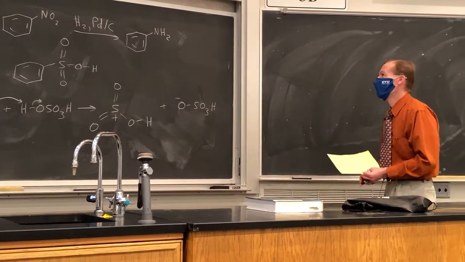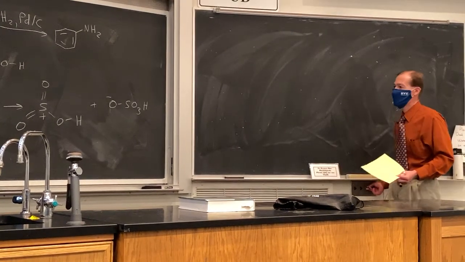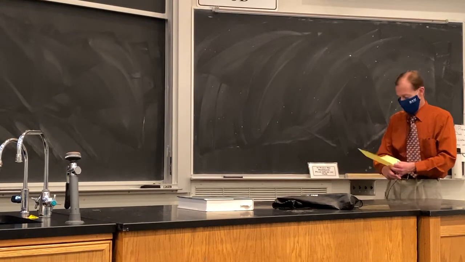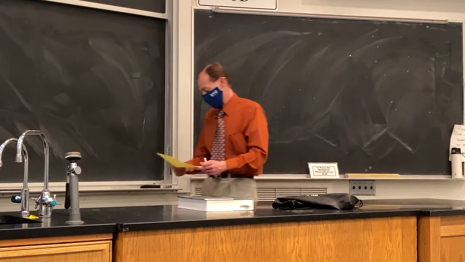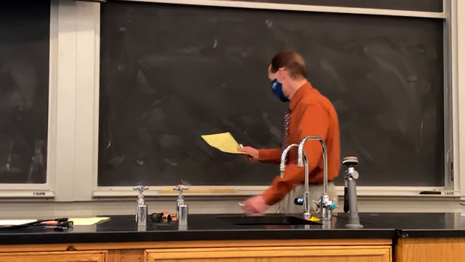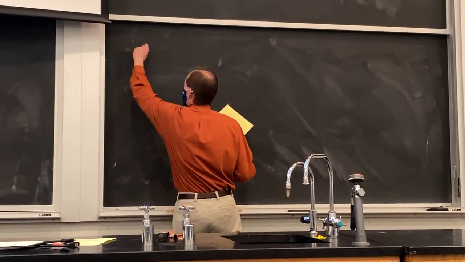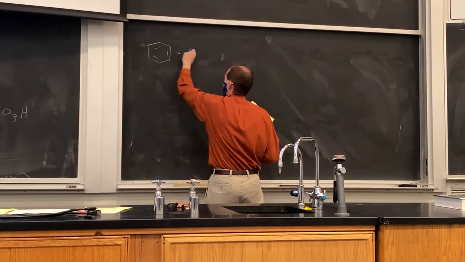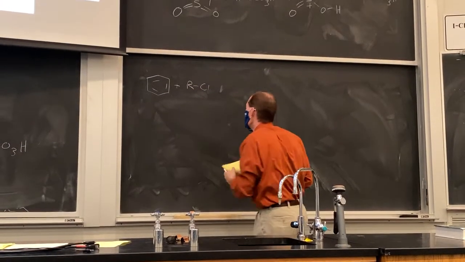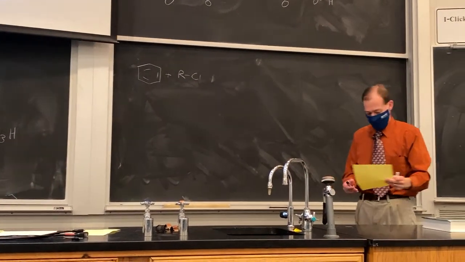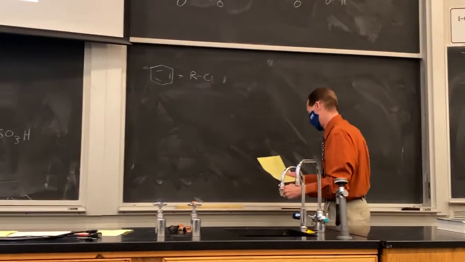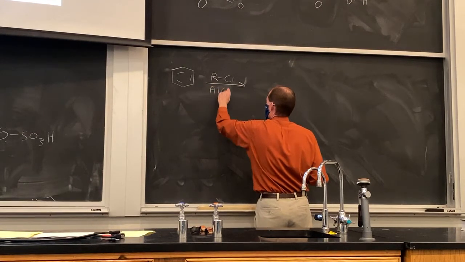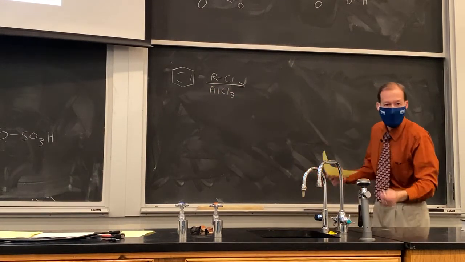Okay, let's go on to the Friedel-Crafts reactions. These were named for the 2 chemists who discovered and researched these reactions. The Friedel-Crafts alkylation attaches an alkyl group to our benzene ring. And we typically use an alkyl chloride as the reagent in this case. Actually, I'll put it over the arrow. And then we use aluminum trichloride as a Lewis acid.